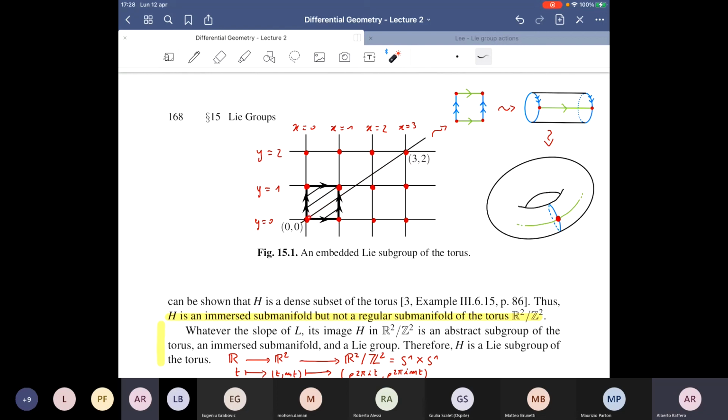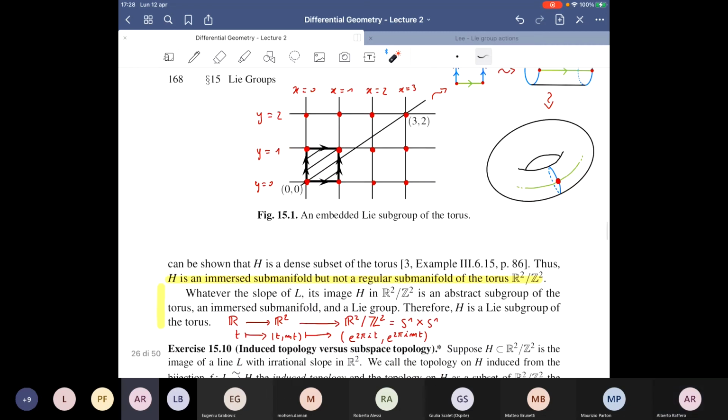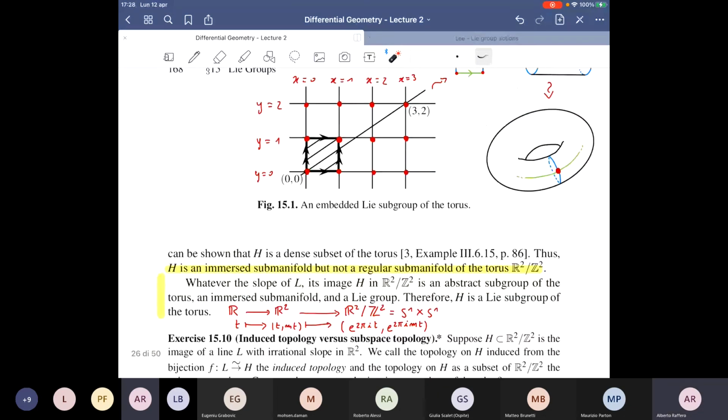If the line has irrational slope, it won't meet any of these red points. So what is going on is that you can draw it, it won't meet any of these points, and so you will end up with an infinite number of segments here. And so you will end up with a curve going through the torus without closing up. So this is the difference between the two situations.